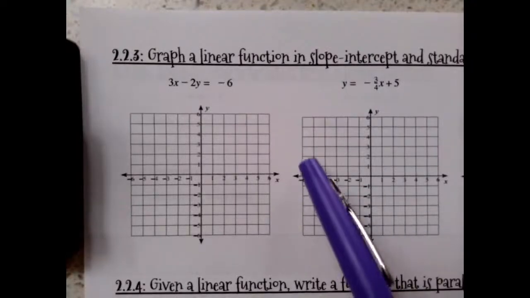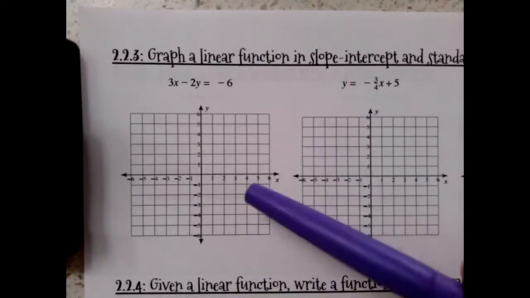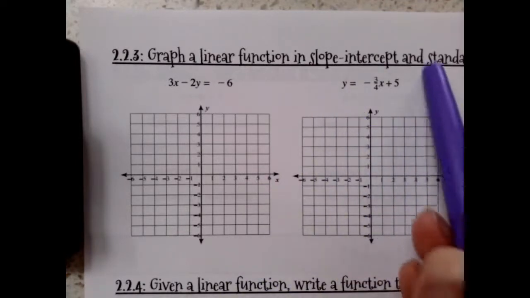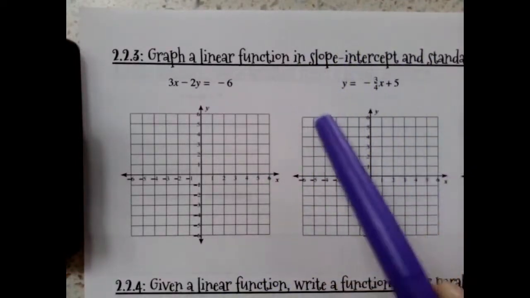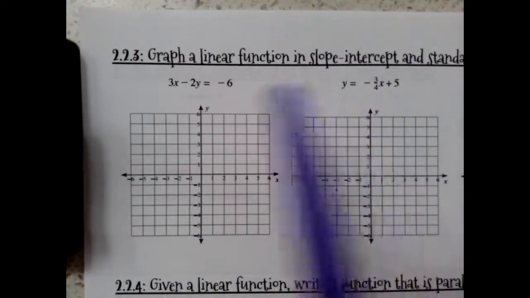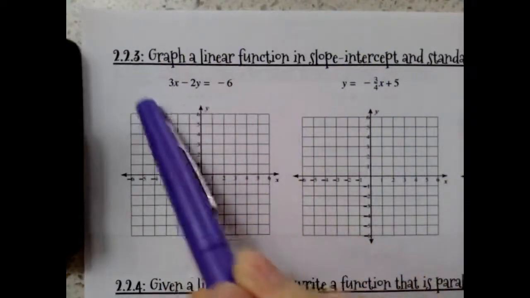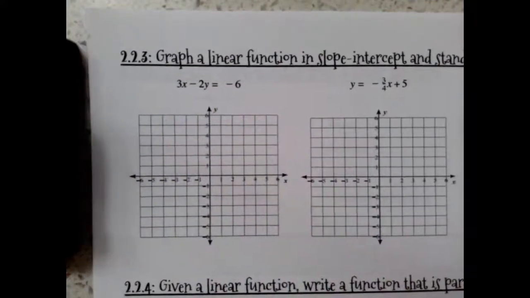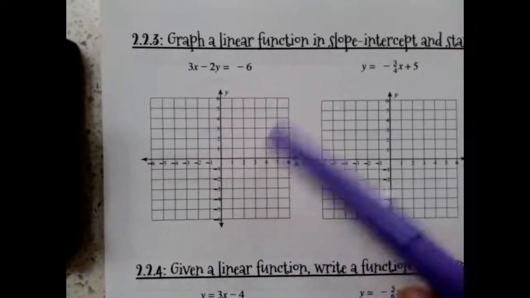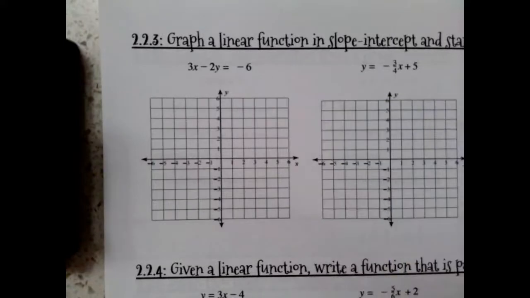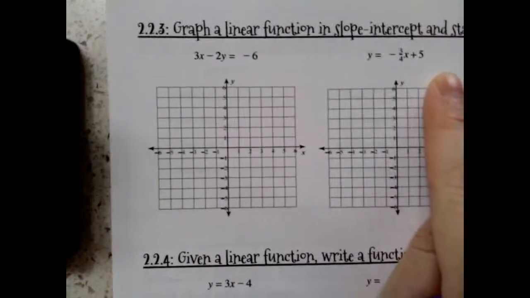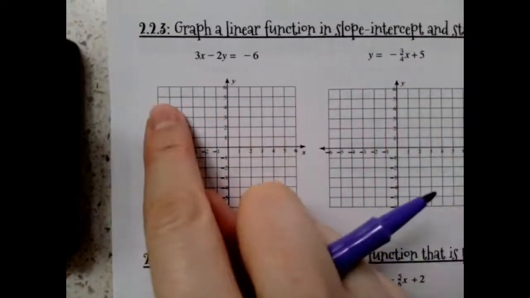Let's go through how to graph in both slope-intercept form and standard form. So slope-intercept form is in y equals mx plus b, and standard or any other form is going to be this other method. So let's start with this first one, which is not in slope-intercept form. So anything that's not set up like y equals mx plus b, we want to use the zeros method.